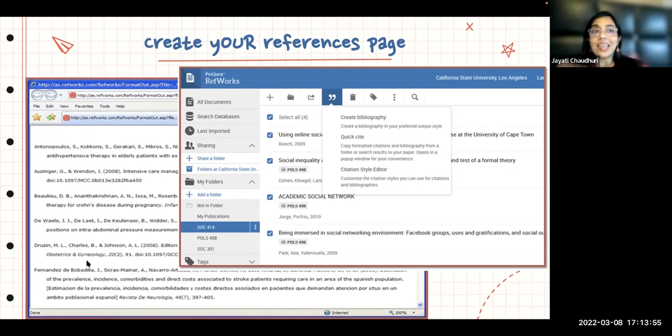You can select APA 7th or APA 6th, depending on what you are required to follow, and within a second, it will generate the citation for you. RefWorks does offer citation in many citation styles, just to let you know. So you can select Chicago, MLA, any other citations as well. Next slide, please.